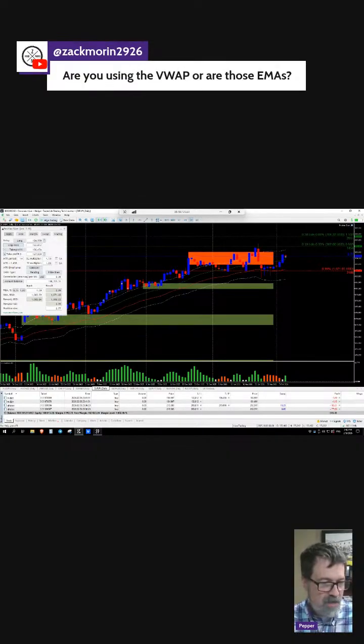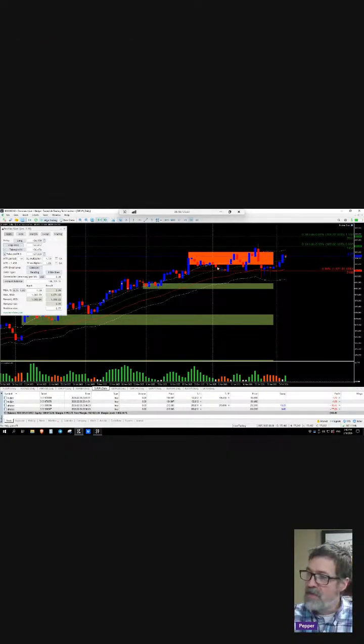Are you using the VWAP or the EMAs? This is a 30. The two lines that you see in the middle, the green and the red, there's a black line in the middle. That's an EMA. I think it's a 30. It's been 4 years since I set it up. Don't catch me lying. And then it is one ATR above and below to make the green and the red. That forms my channel.